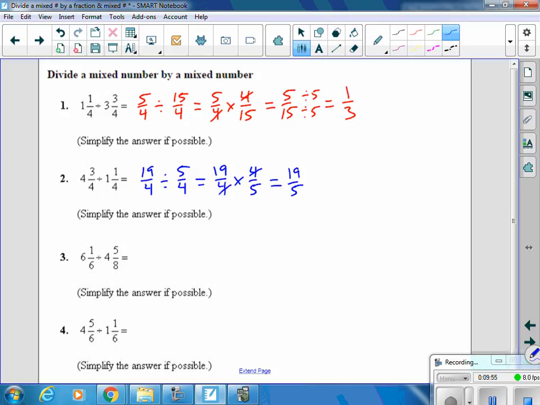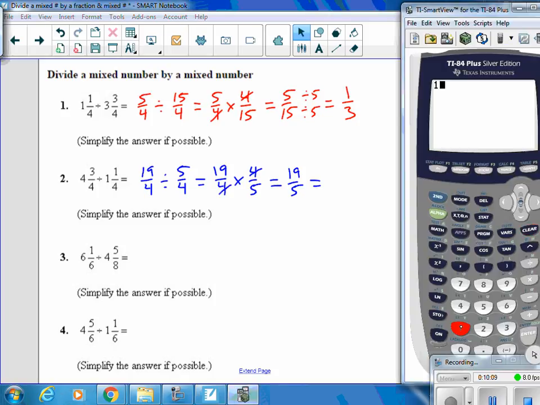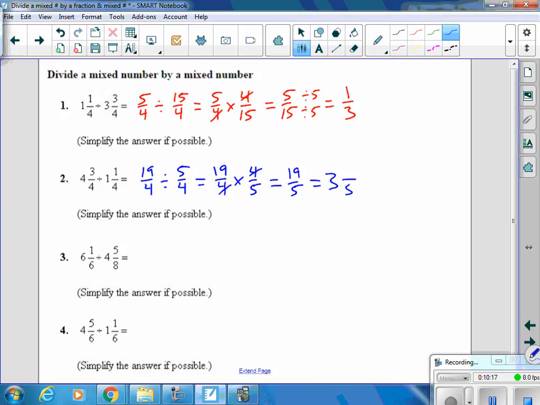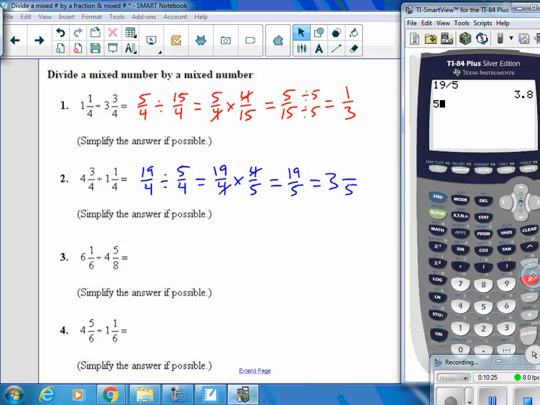Now 19 over 5, I cannot simplify that, but I should change it to a mixed number. So I take 19 divided by 5 again, and I'll just show you on the calculator here. And I see that I get 3.8. Well, again, all I care about is the 3. I know my bottom number is going to stay 5. Okay, so then I have to do 5 times 3, which is going to be 15. So now I got to think, well, 15 plus what gets me to 19? Well, the answer is 4.